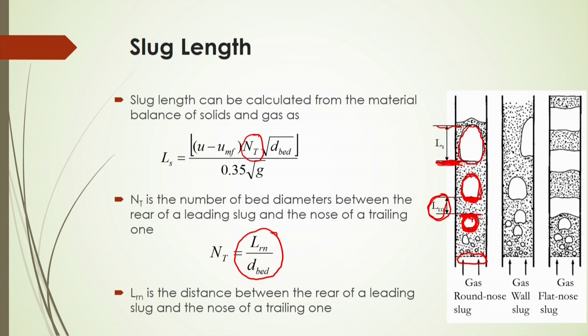Yes. So, what will be the length? Suppose this length is 10 centimeters, and the diameter of the bed is 5 centimeters, then what will be the number of bed diameters here? This is simple, 10 by 5, which equals 2. So, this Nt will be equal to 2. If you know this Nt, then only you will be able to calculate the length of the slug, because the length of the slug depends on this number of bed diameters as well as the diameter of the bed.